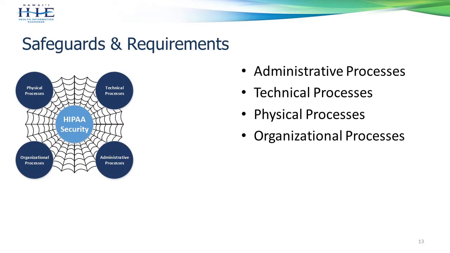HIPAA security defines a set of overlapping security controls intended to form a web of processes that create an integrated security framework. Processes are organized into administrative, technical, and physical safeguards. A separate set of requirements governing documentation and policies are categorized under organizational processes. Many of these processes have specific implementation specifications.